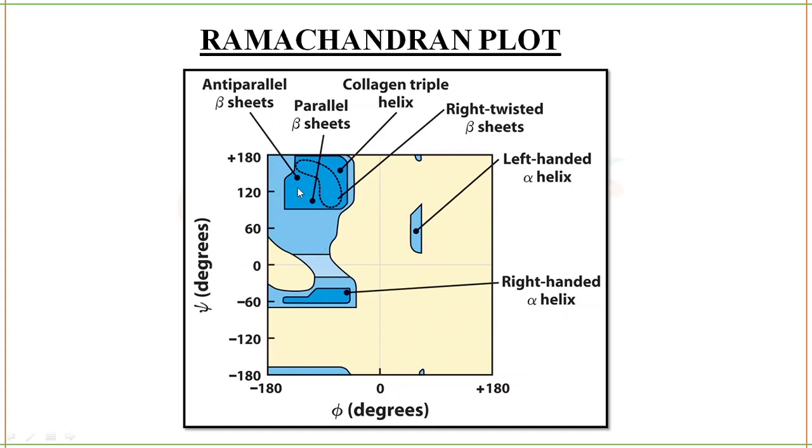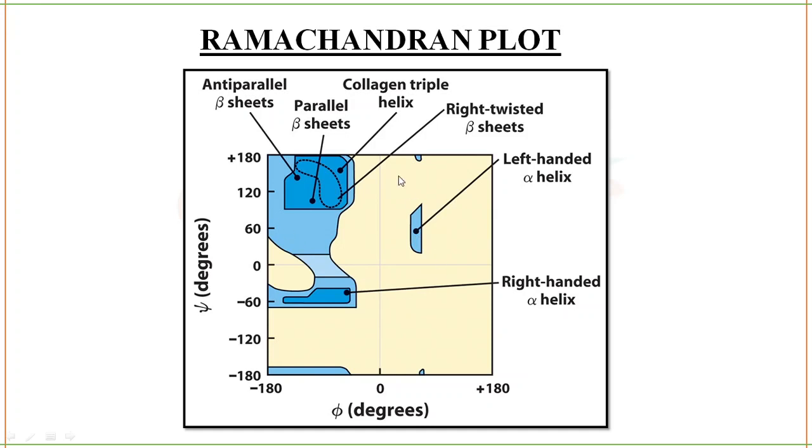In the upper left, you just remember what things are present in which regions. In the upper left region, you can have parallel beta sheets, anti-parallel beta sheets, collagen triple helix and beta turns. These four secondary structures will be present here. This is the lower left. In the lower left region, you will have the right-handed alpha helix. And in the upper right region, you will have the left-handed alpha helix.